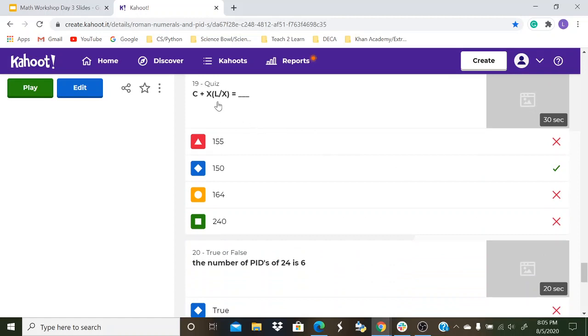Now back again at order of operations almost. So L divided by X, 50 divided by 10 is 5 times X is 50 plus 100 is 150.